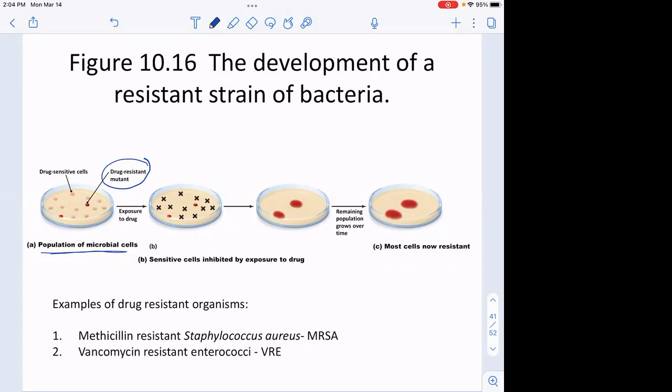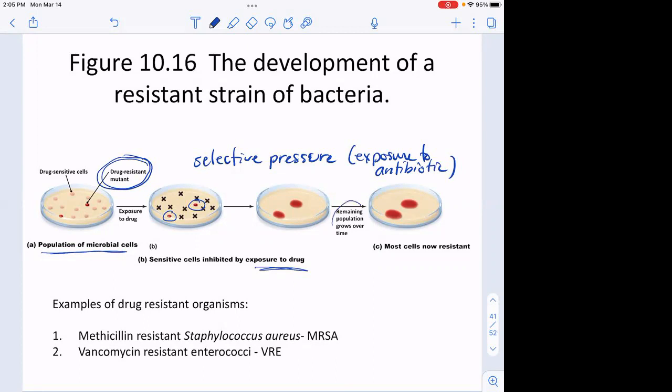But if there is selective pressure, meaning exposure to an antibiotic, then those drug-resistant mutants are going to be the only ones that survive, and all the rest of the bacteria will die. And so they can become the dominant cells in a population, and they can persist over time.